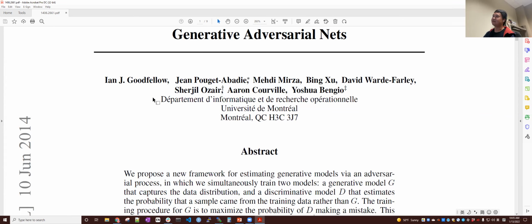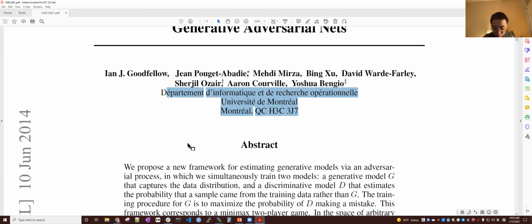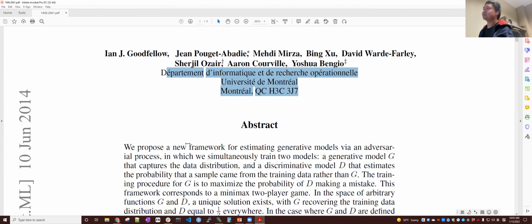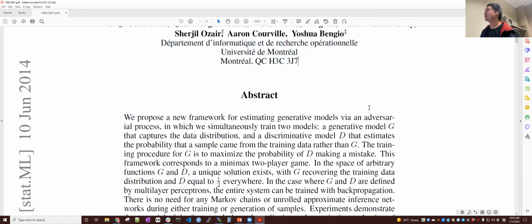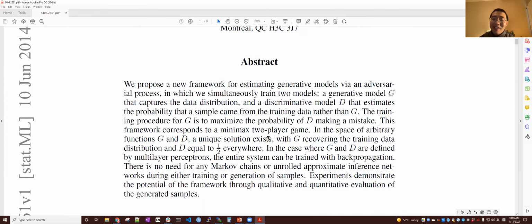So this paper was written by this guy, and now I think he is an adjacent researcher from Google, if I didn't make a mistake. Oh, he went to Apple now. Okay. Yeah, whatever.